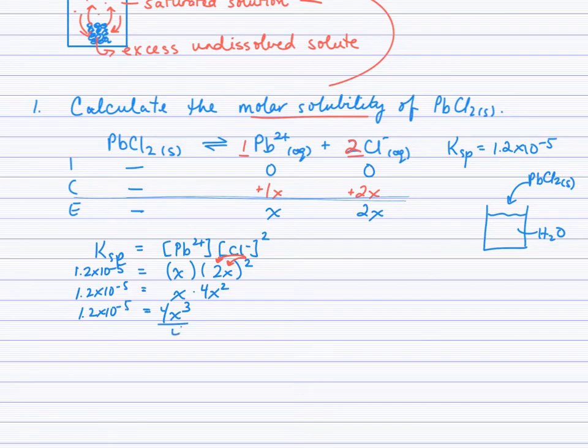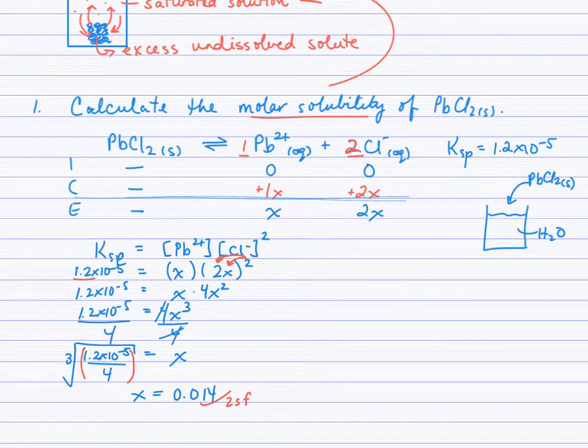And then to isolate x, I'll be dividing by 4 on both sides, and then eventually taking the cube root of the KSP divided by 4. Just to be clear on how I punch this into the calculator, I pressed the cube root symbol, and then I opened brackets, 1.2 EXP negative 5 divided by 4, close brackets, pressed equals. Okay, so x equals 0.014. You'll notice I did 2 sig figs here because my KSP had 2 sig figs.